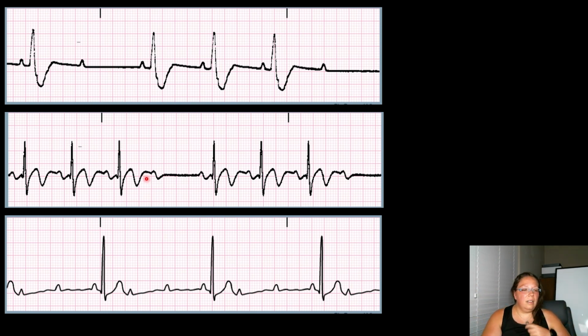This one here, the person may be able to get by a little bit more, but we never know when those P waves are going to get a QRS. So you want to make sure that we treat this person right away.